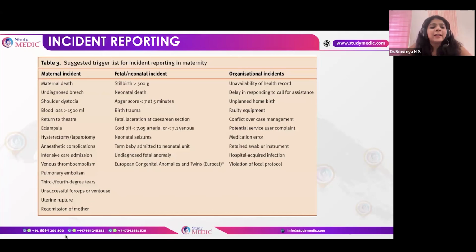So for the suggested trigger list, you need to know a couple of things. Shoulder dystocia, for example. Obviously, it's a good idea to go through the whole list. I'm only marking the most important things.